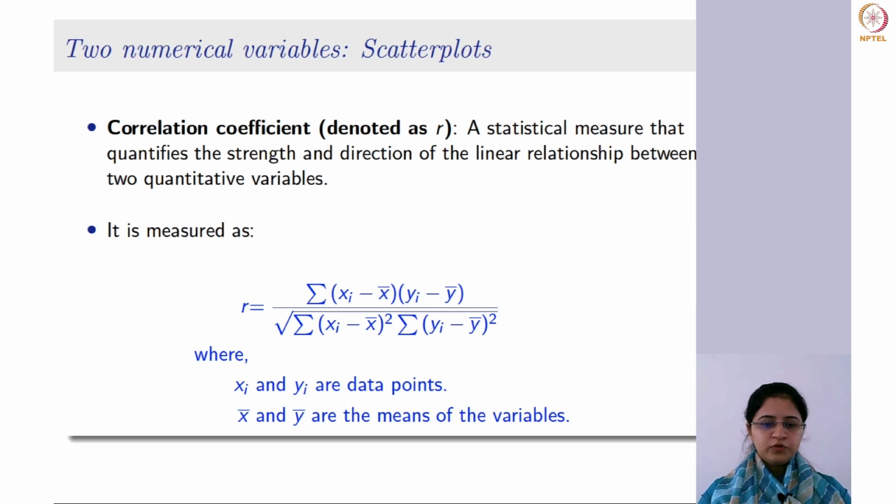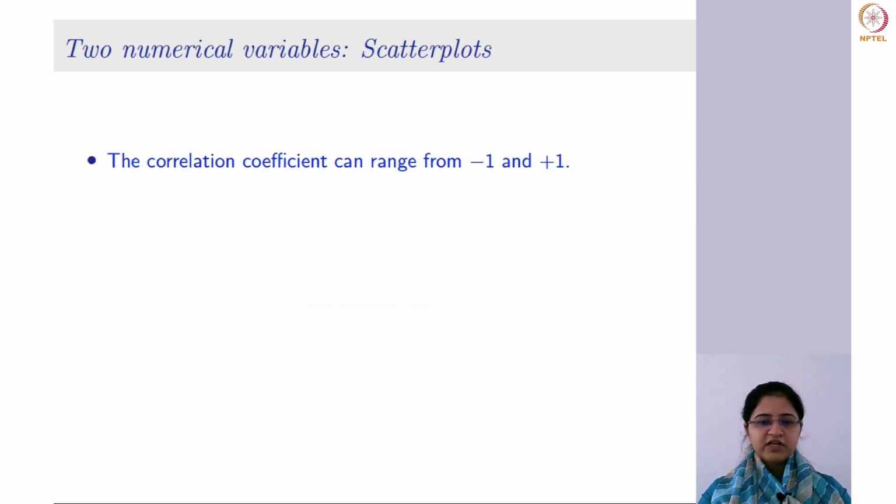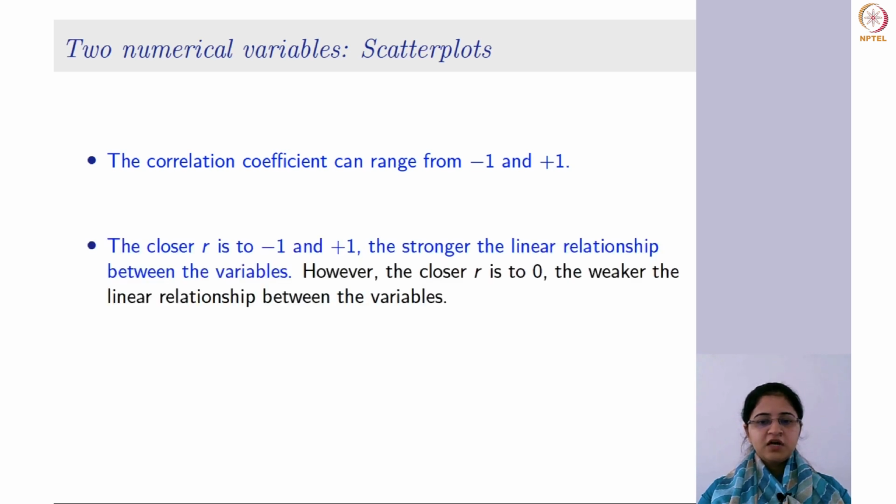Note that this r can vary from -1 to 1 only. So if you are getting a value of 0.98, which is very close to +1, it means that there is a strong linear relationship between the two variables. However, had it been very close to 0, you can say that it is a weaker relationship between these two. Both on -1 and +1, the relationship is stronger.